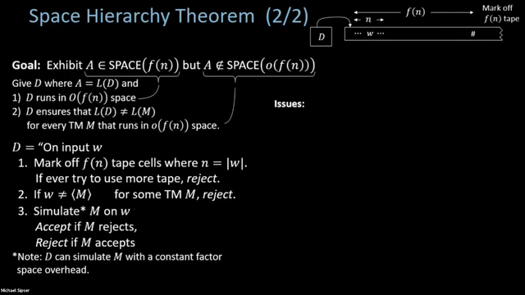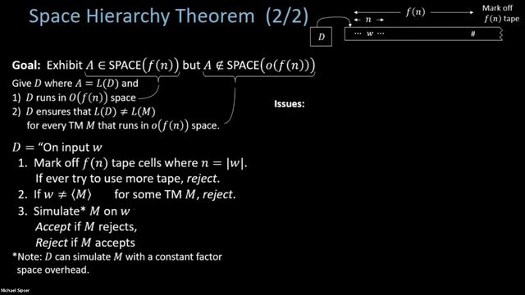Somebody says, why do we reject if we use more than F of N cells? Isn't it okay to use order F of N? Yes, it could be, but we have to cut it off somewhere. We could use 2 F of N, we could use 10 F of N, but we have to have some constant for D, and let's just simply use constant 1. So D has to run within F of N cells, and that's going to be good enough for us.